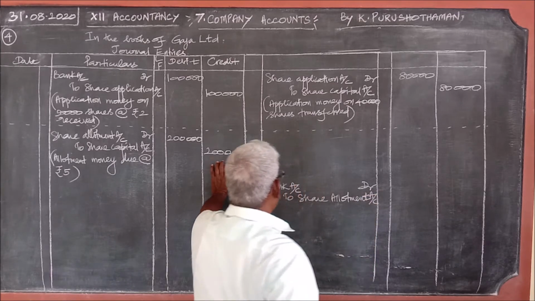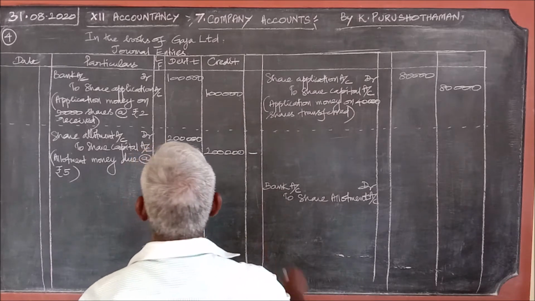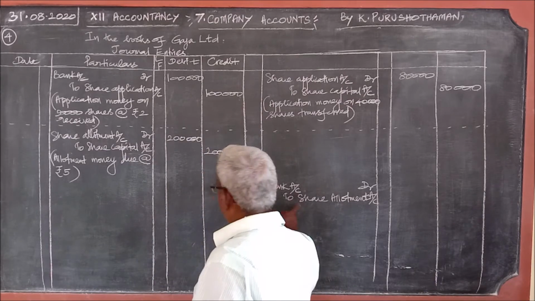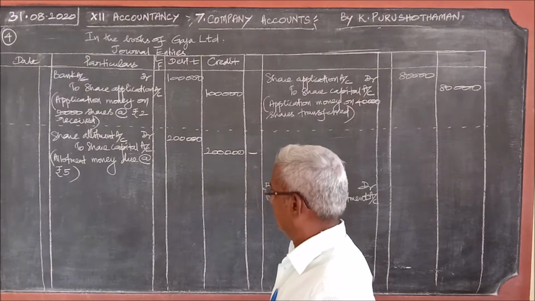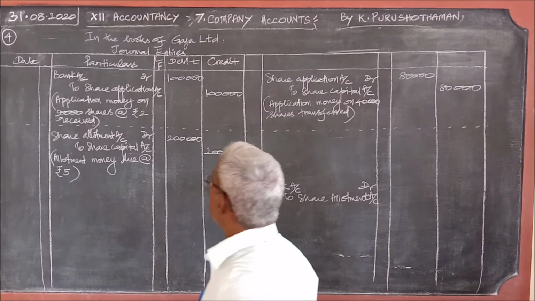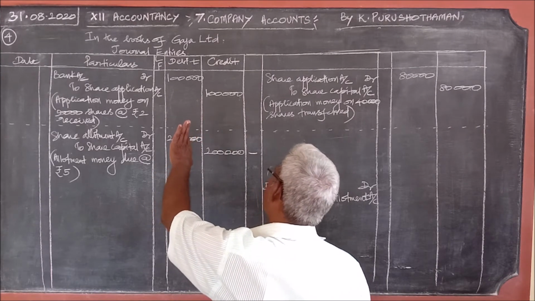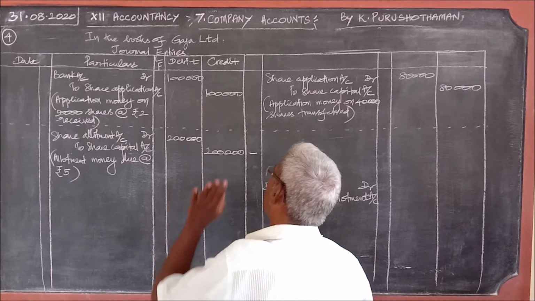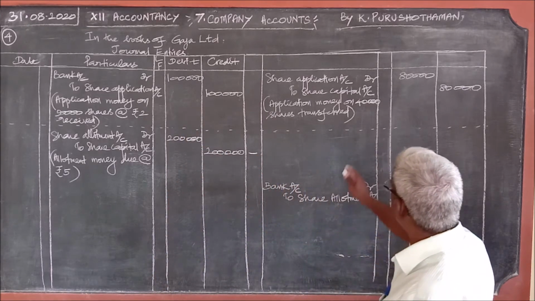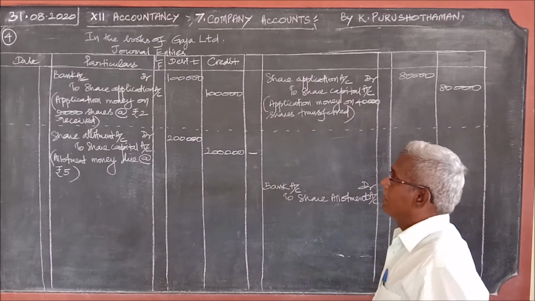Bank account debtor to share allotment account. This should be the journal entry for the allotment stage, as the second entry. But there is a speciality in it. What is the speciality? Applications were received for 50,000 shares, but the number of shares issued by the company is only 40,000 shares.